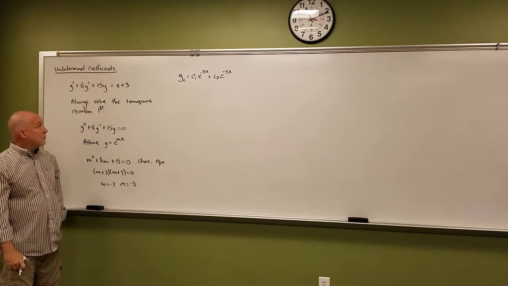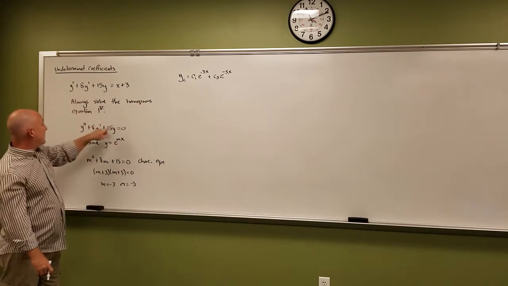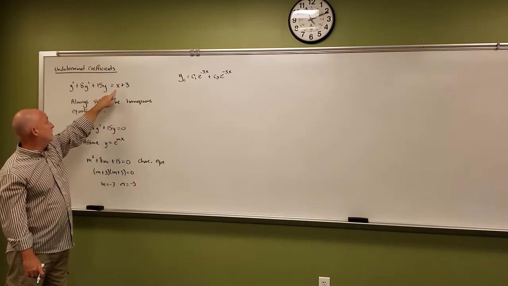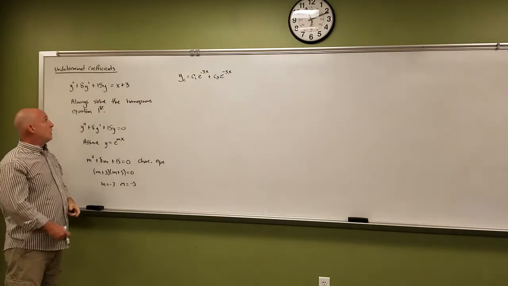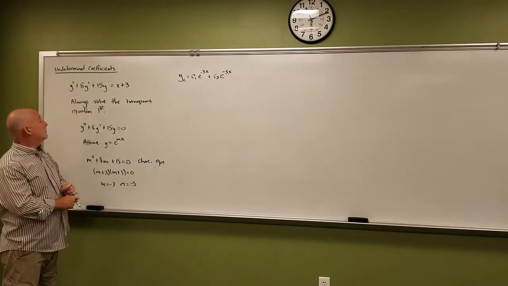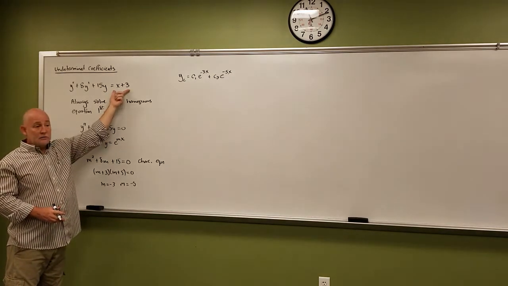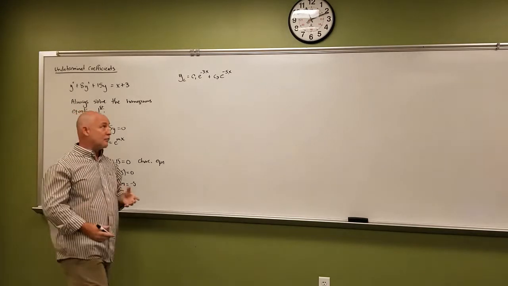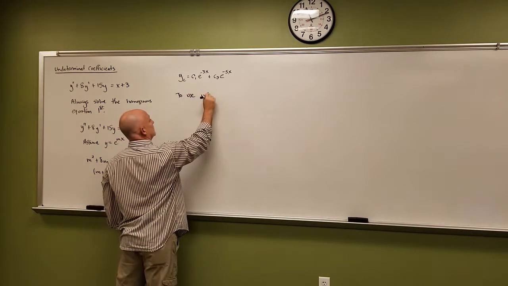Okay, now we're stuck with, well, if we plug that into our differential equation, we know that's going to give us 0. But now we got to find a function that if we plug it in there, we get x plus 3. That's the non-homogeneous part. To use the method of undetermined coefficients, the function on the other side, the non-homogeneous part, has to have repetitive derivatives.